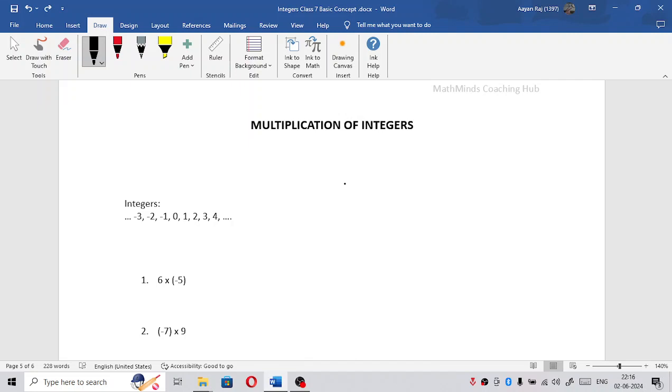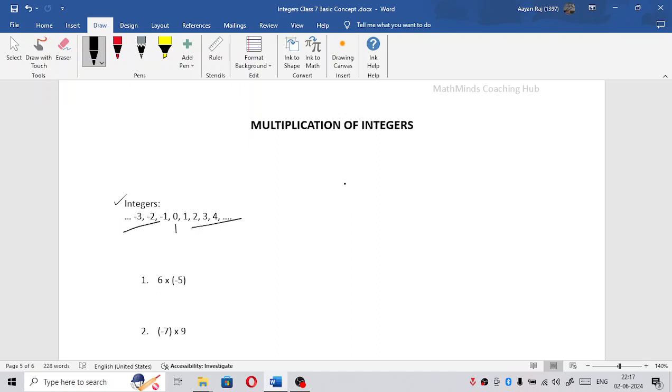Today we're going to learn about multiplication of integers. You may be aware of what integers are. Integers are nothing but the combination of negative numbers, 0 and positive numbers. So in this session we are going to learn how we multiply negative numbers and positive numbers.